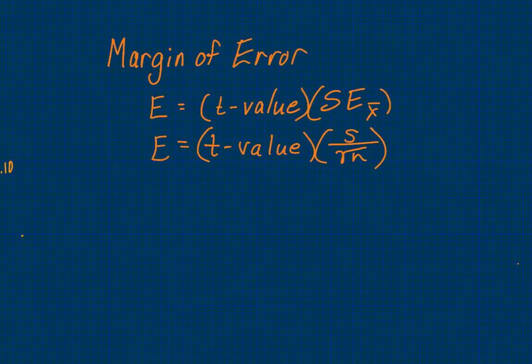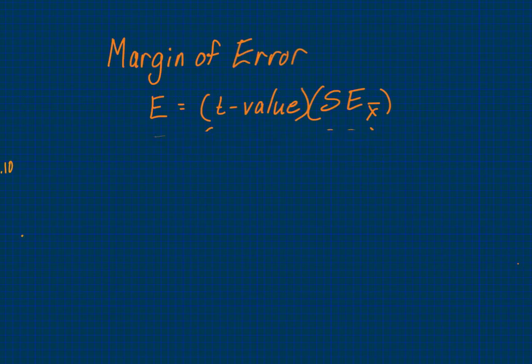So this will be the number that you add and subtract from the mean that you calculate to say, here is my margin of error. I think the mean is between these two numbers. So now you see why we needed to know how to find a t-value. So let's look at an example of exactly how we find a confidence interval.